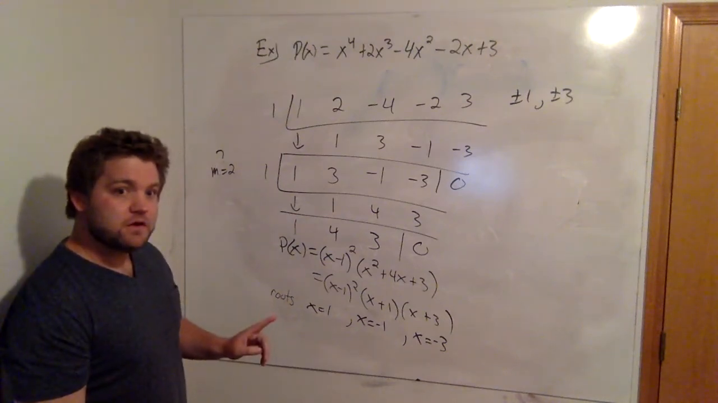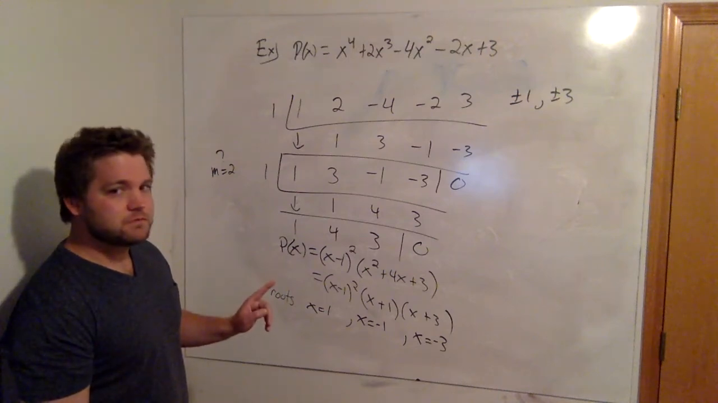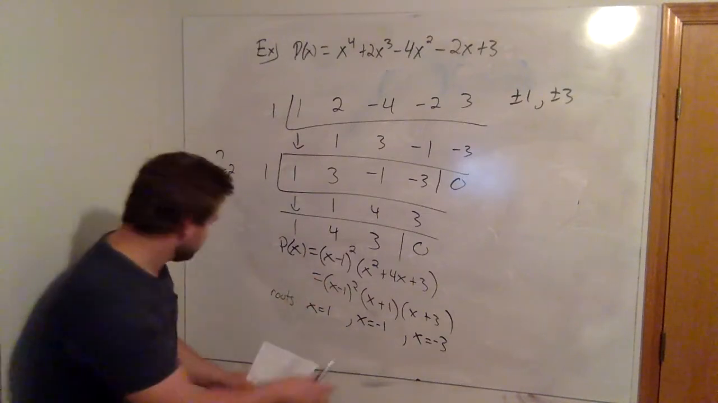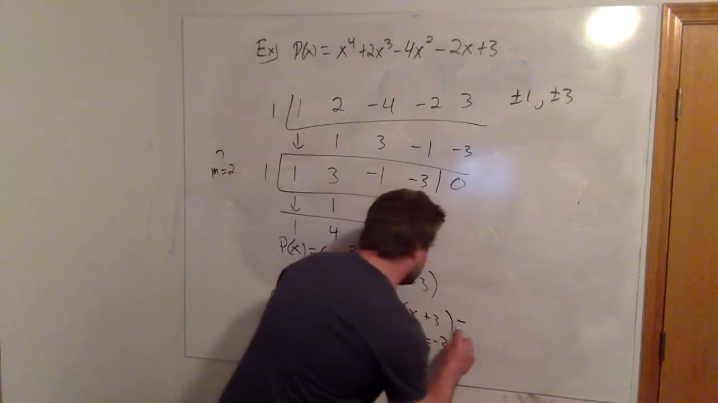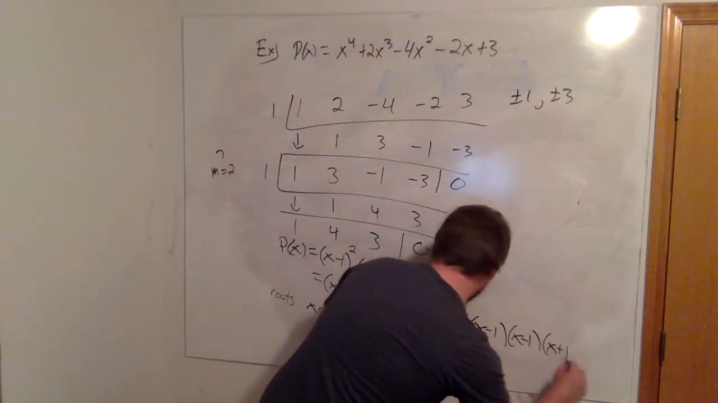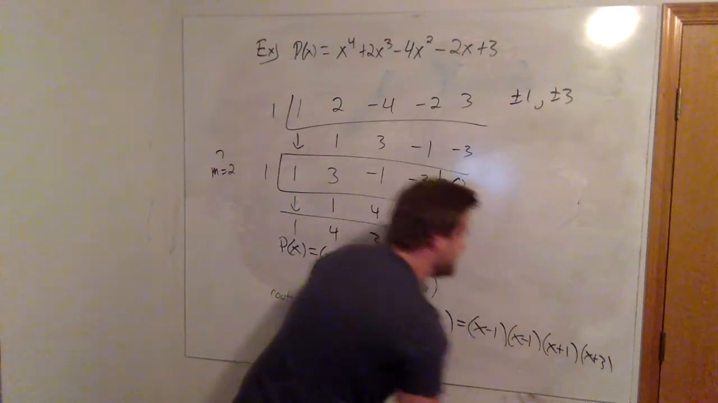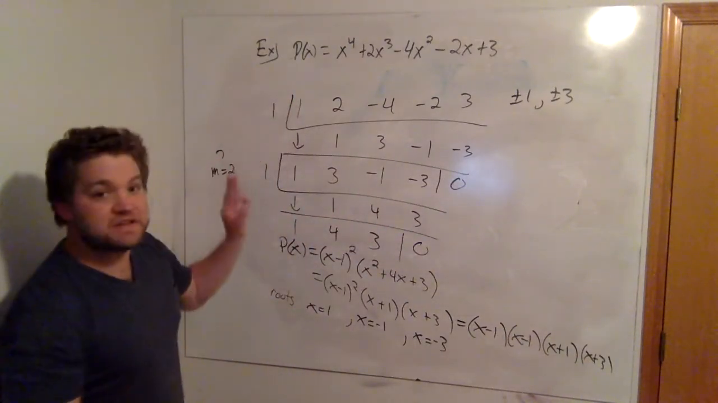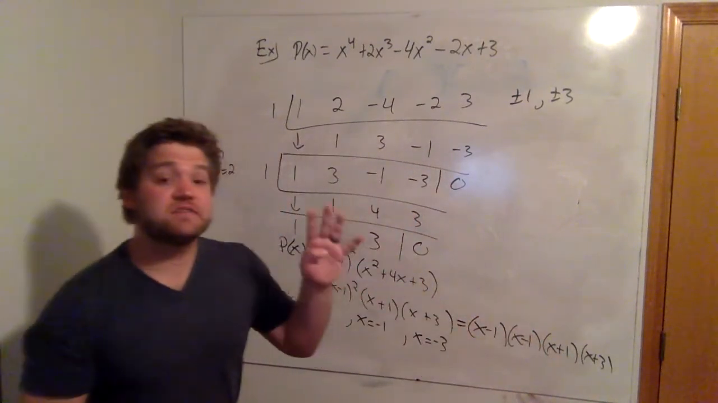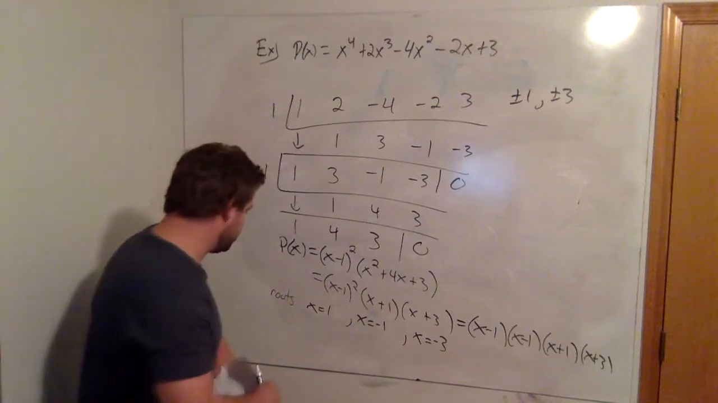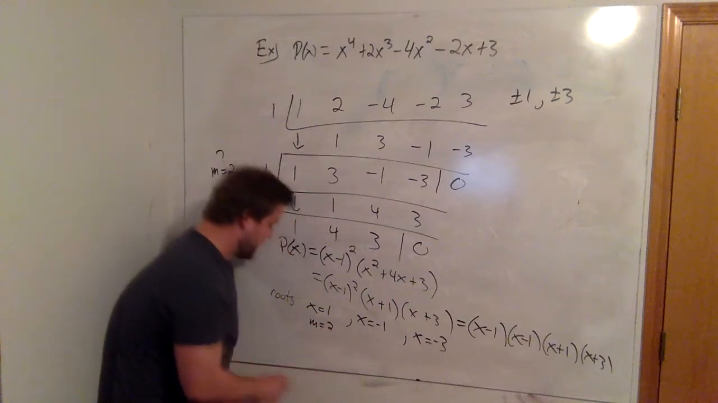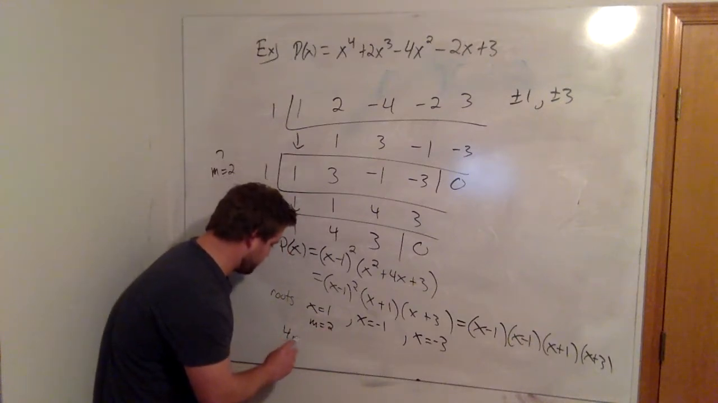But wait a minute. Maybe I do have 4 roots, but maybe I should just count x minus 1 twice. Yes, this would work. So in this case, this polynomial would factor to x minus 1 times x minus 1 times x plus 1 times x plus 3. So this polynomial will factor into 4 linear factors. It does have 4 roots if I count multiplicity. So if I say x equals 1 has a multiplicity of 2, I will say that I have 4 roots.